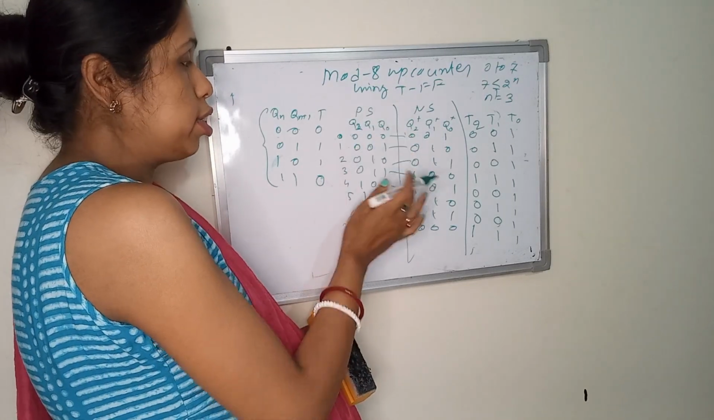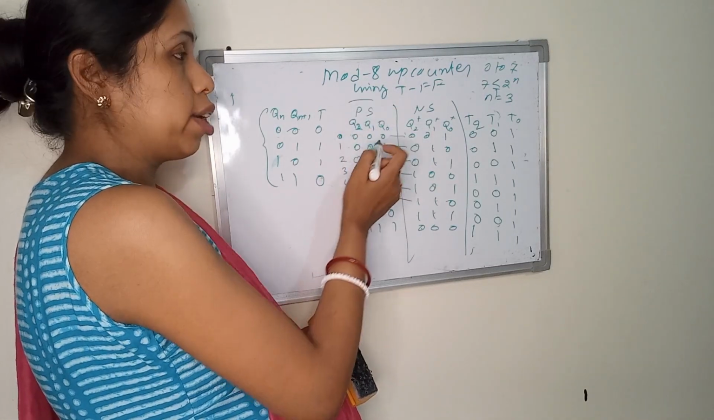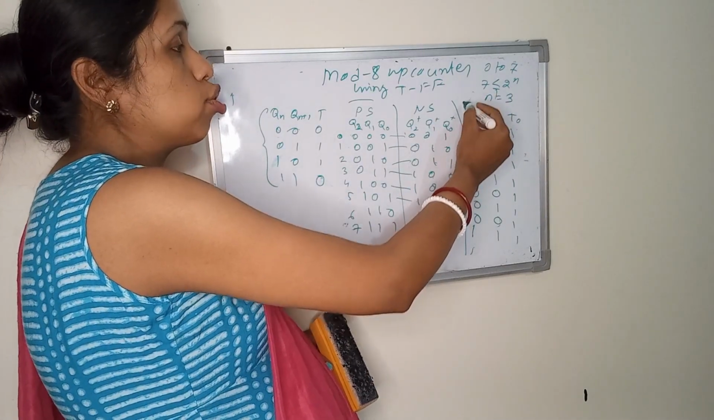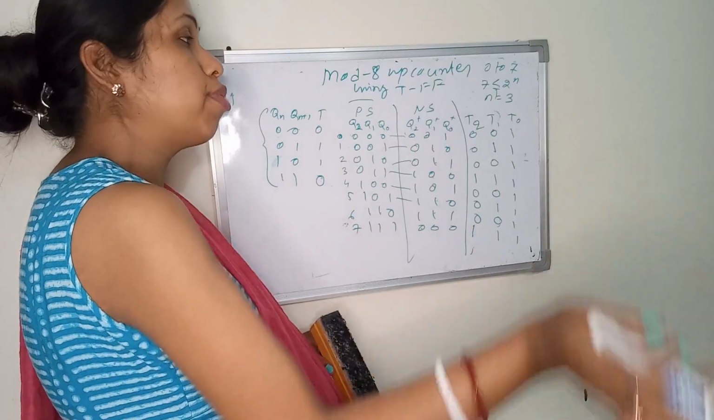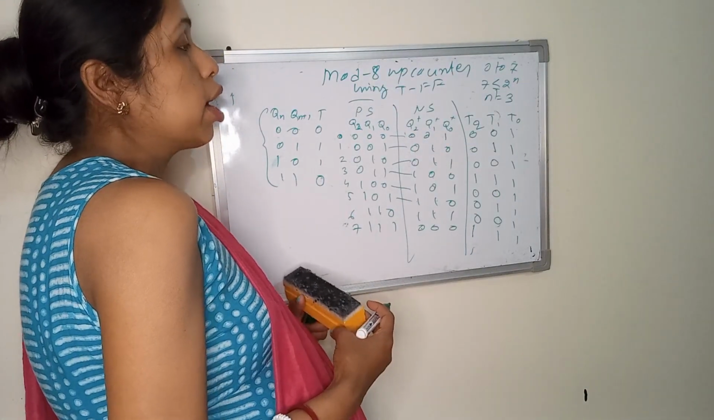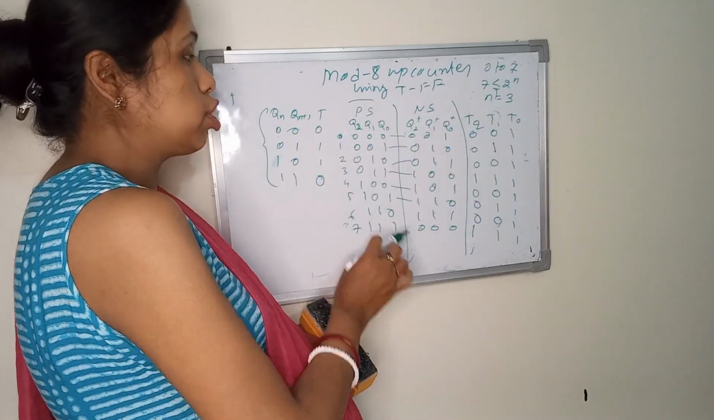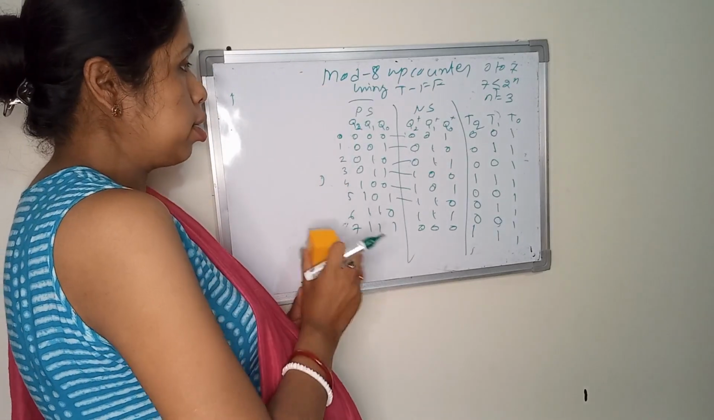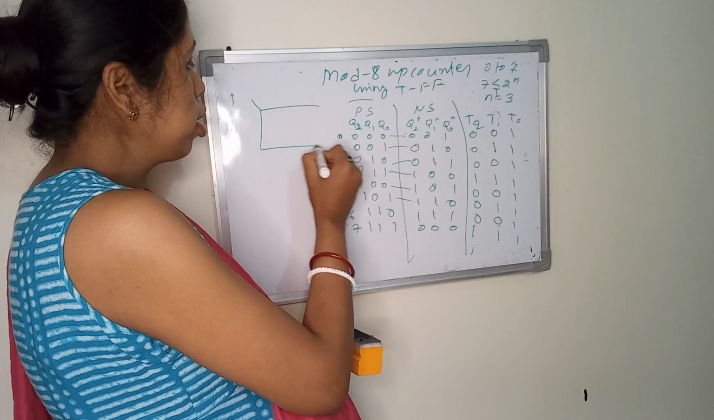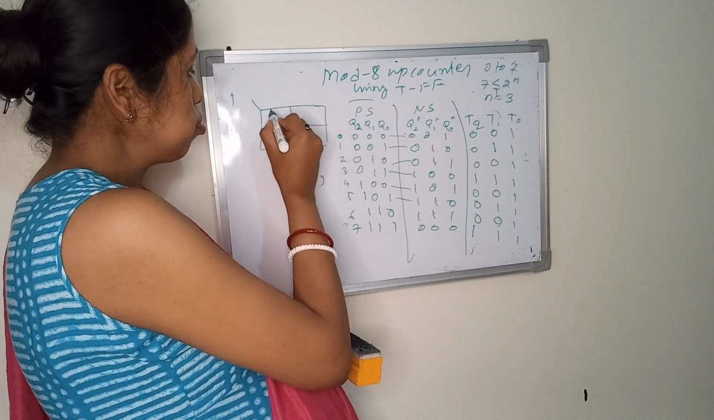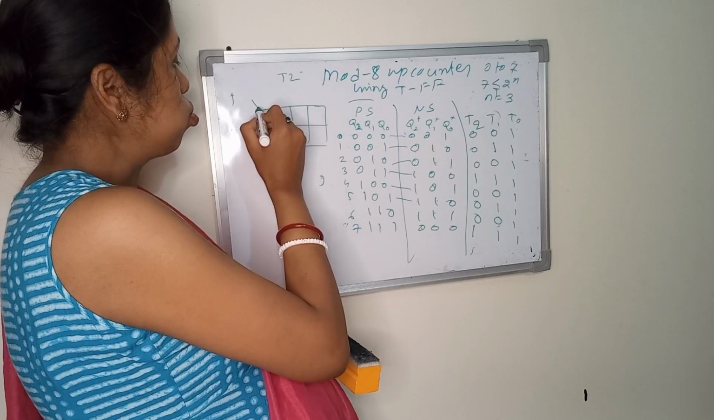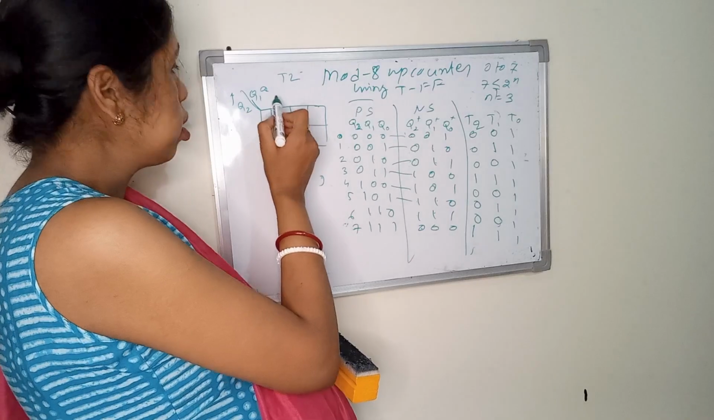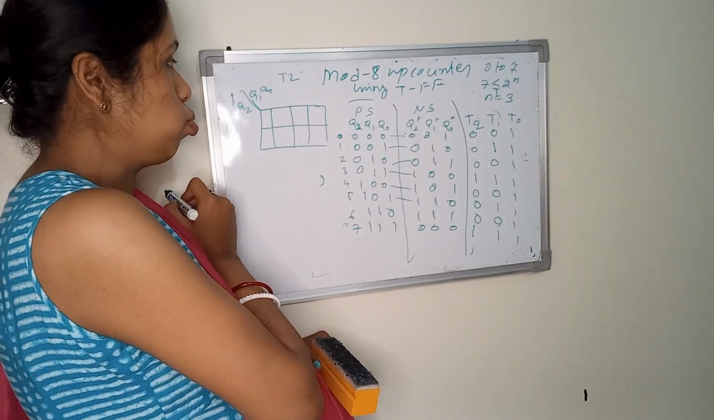For T2, T1 and T0, this present state Q2, Q1, Q0 will act as inputs. T2, T1, T0, these three are my three different outputs. So I have to write the K-map for T2, T1, T0 by considering Q2, Q1, Q0 as inputs. So first I am doing it for T2. Here it is Q2, here it is Q1 and Q0.